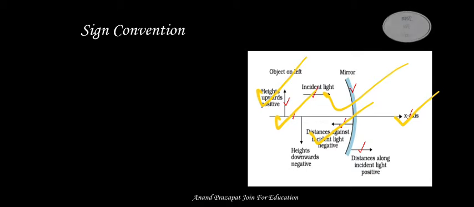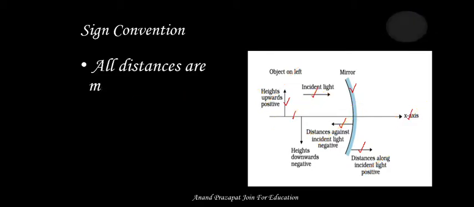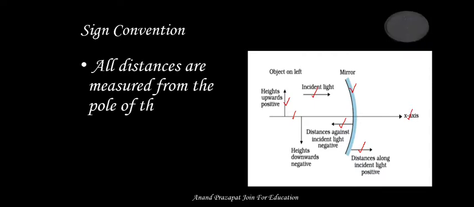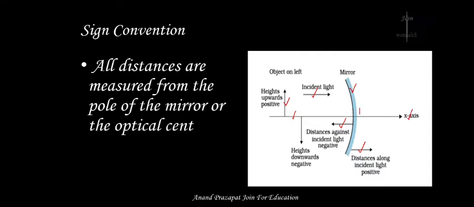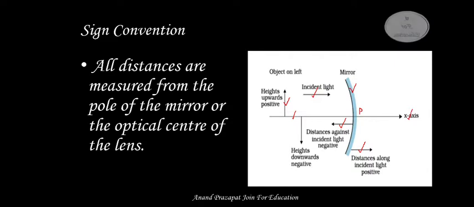All distances are measured from the pole of the mirror or the optical center of the lens. So this is the pole of the mirror, but in the case of a lens, this is the optical center. So all distances are measured from the pole of the mirror or the optical center of the lens.